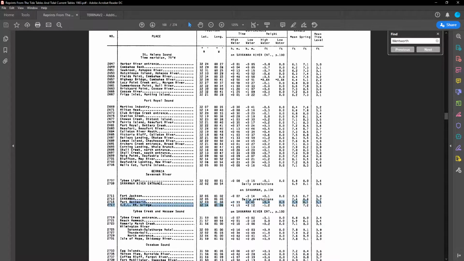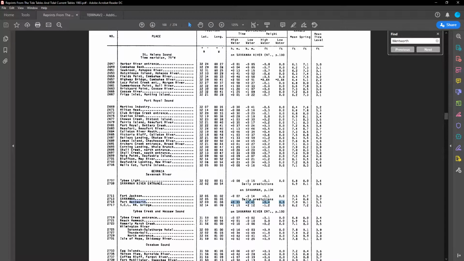Now that we know that it's the Port Wentworth, we need to copy down, like we've done for the past few problems, the daily predictions. So this is going off the reference station of Savannah, and this is subsection 2715. Like I said in the last one, this is simply just a number. It is good to know, but not necessary per se. Since this is Savannah, write that down, and it's on page 104. That's a big piece of information. Really doesn't matter what it's called. We just need to know what page it's on.